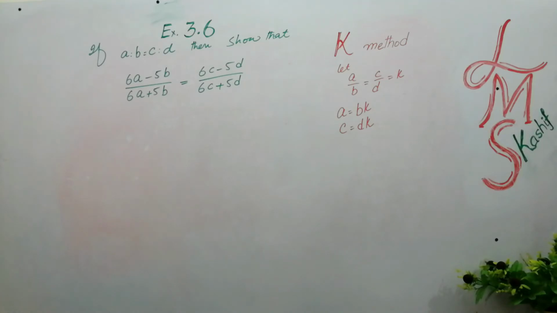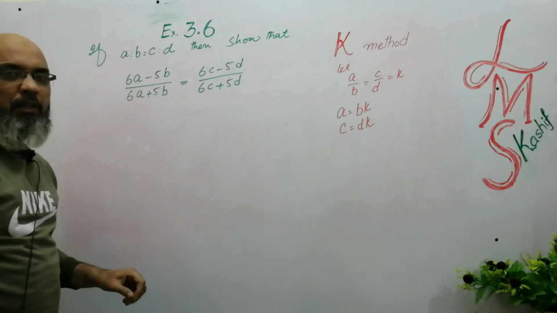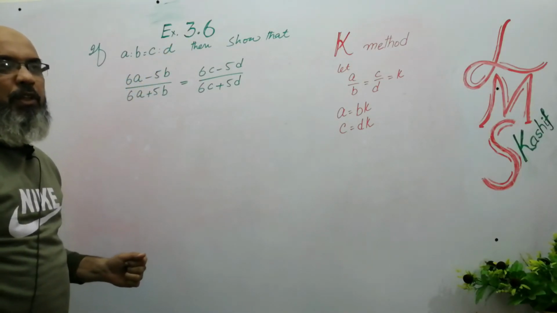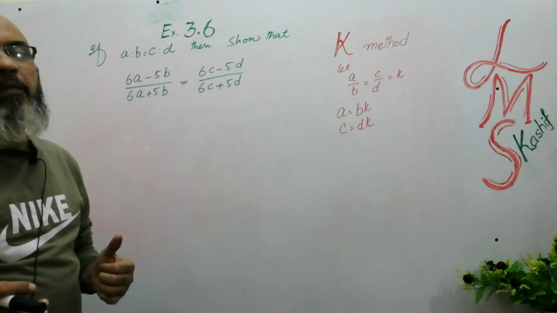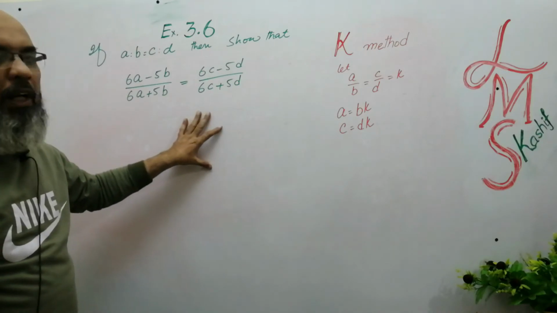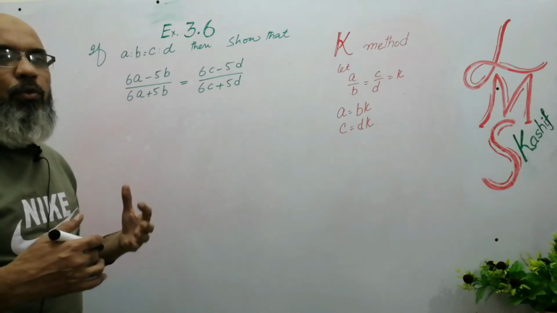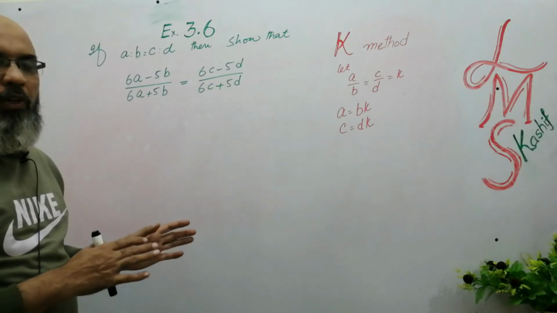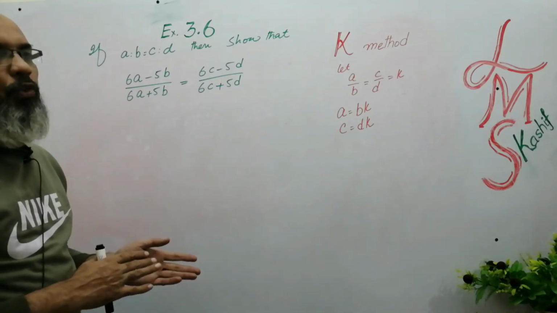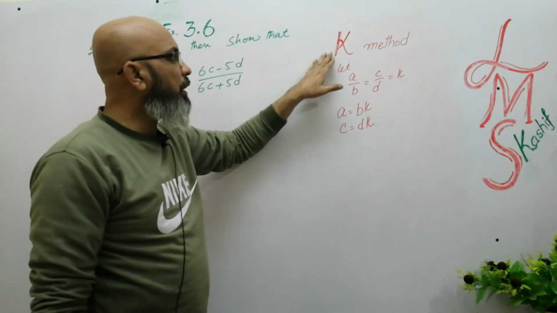So now we have a new method which we use in this exercise 3.6, and this is the last exercise of this chapter because we already did 3.7 in my previous lecture. So this is the last lecture. I conclude all the exercises 3.4, 3.5 and 3.6 of the same chapter in one video. So now what is the K method?